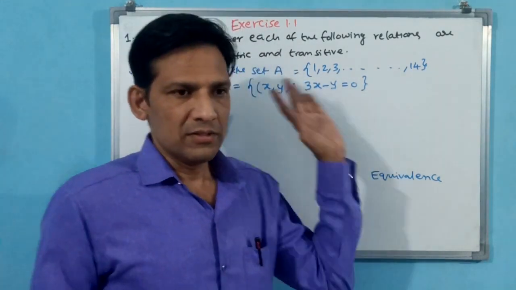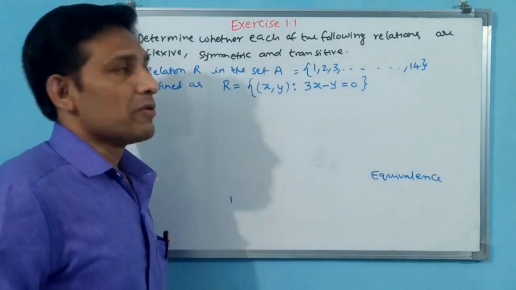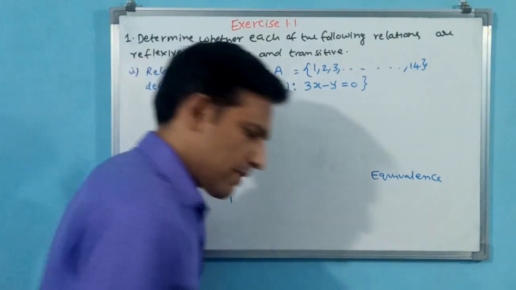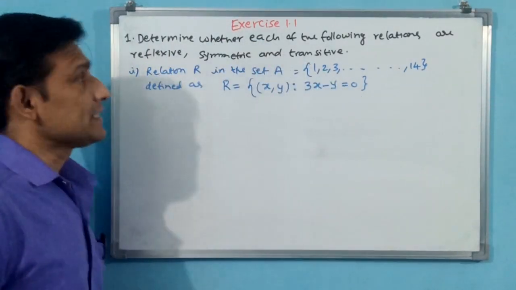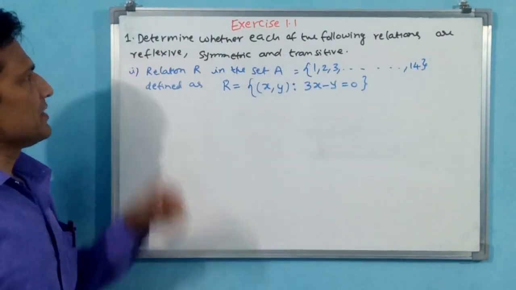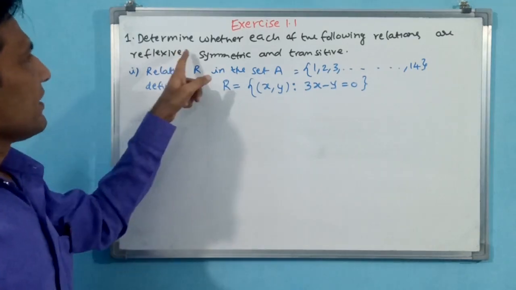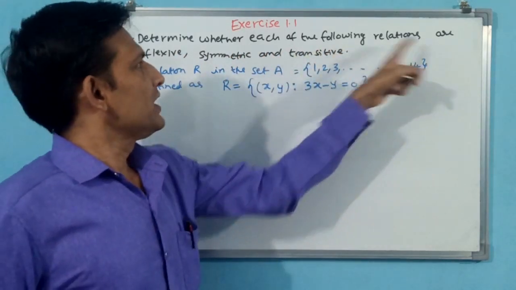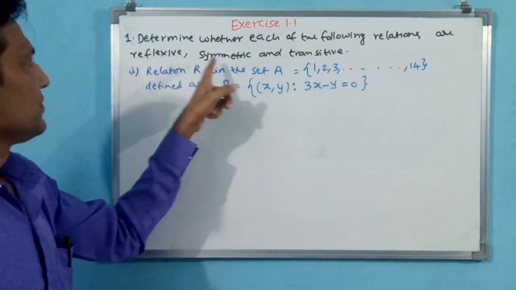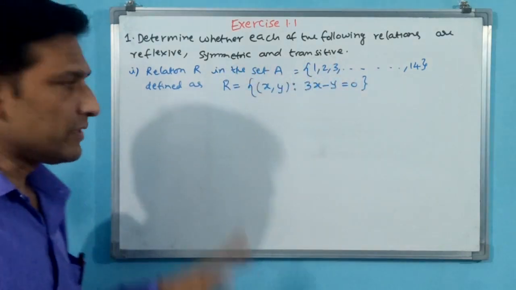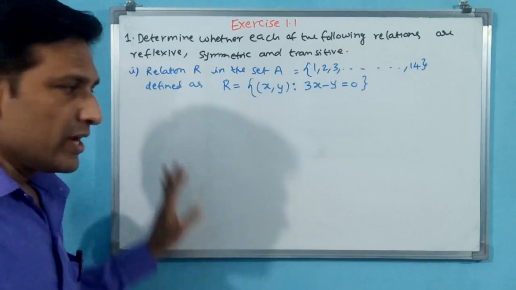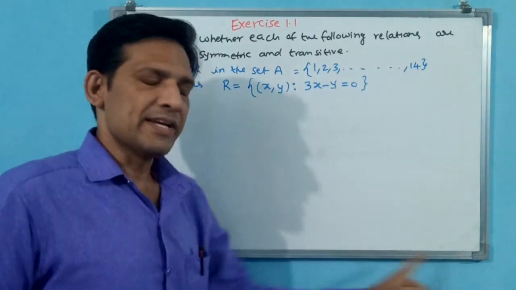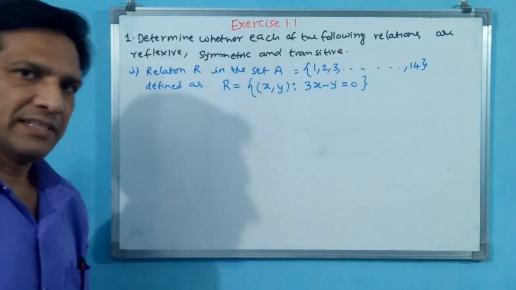Now one by one we are going to solve the problems of exercise 1.1. Let us see what they have written. First problem: determine whether each of the following relations is reflexive, symmetric and transitive. If all three hold, we have to write finally that this is an equivalence relation.